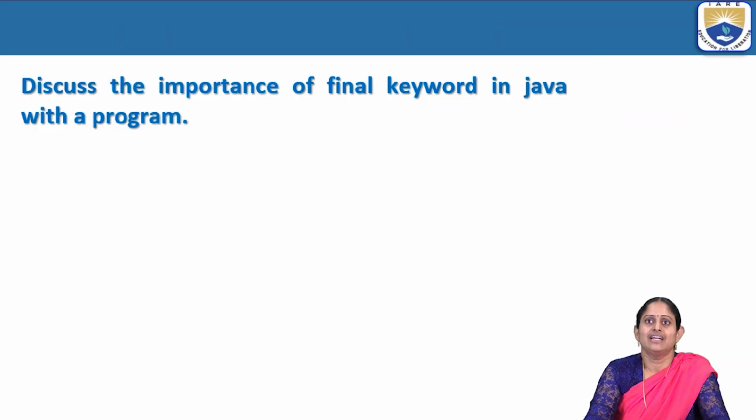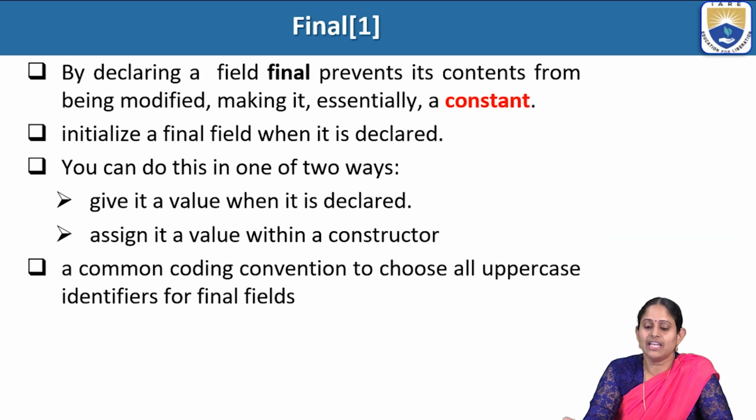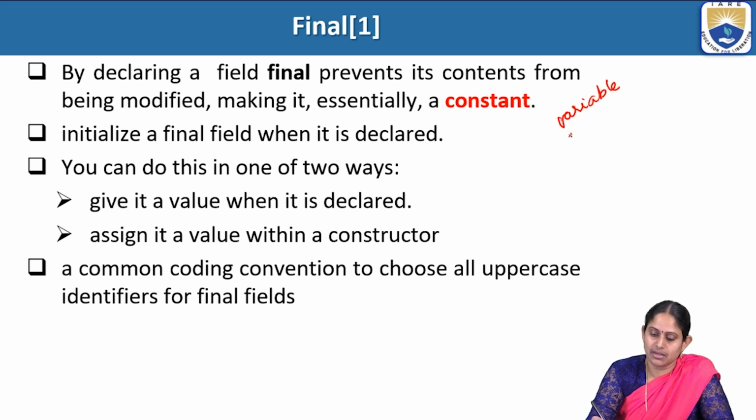Next question. Discuss the importance of the final keyword with a program. So we can use the final keyword at three places. We can use the final keyword on a variable, or on a method, or on a class. If we apply the final keyword on a variable, it is defining that as a constant. That variable will always be a constant if we apply the final keyword.